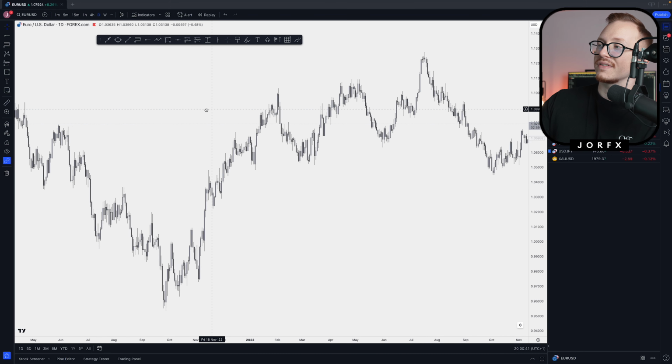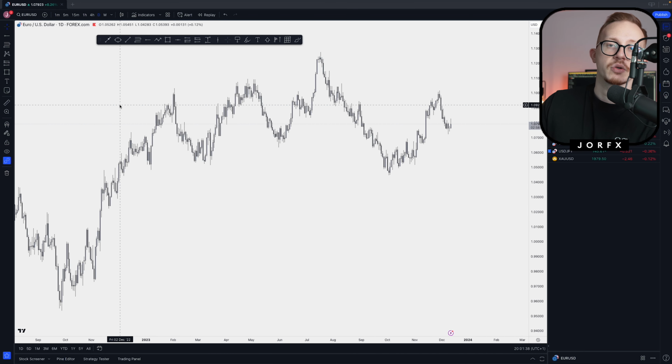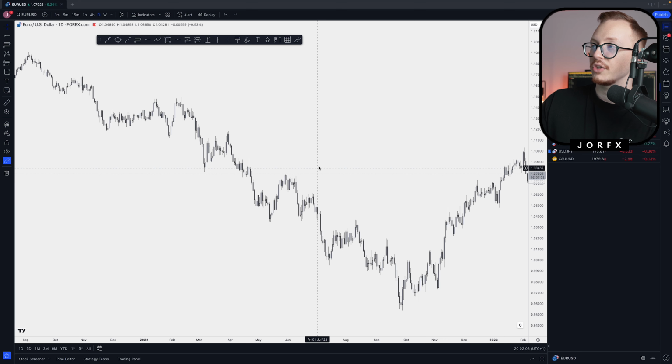And very important to notice that an order block can be spotted on a daily, on a weekly, on a 4 hour, on a 1 hour, on a 15, on a 5. It doesn't really matter, you can find them anywhere. But right here, for example, on the daily, it looks a bit like this.